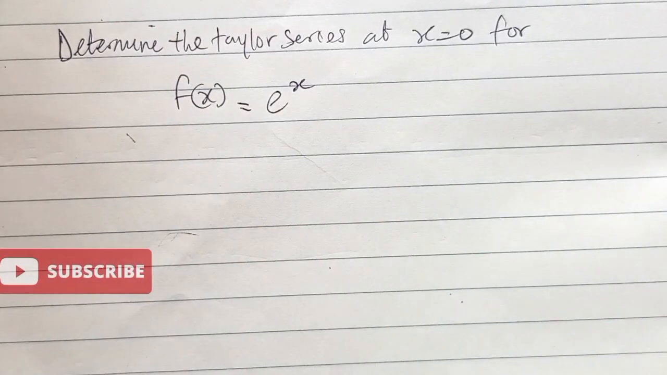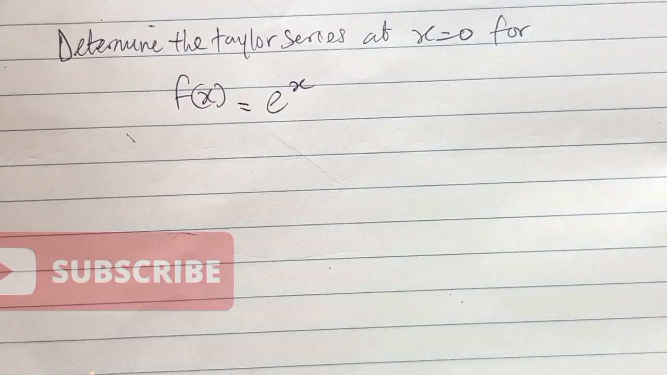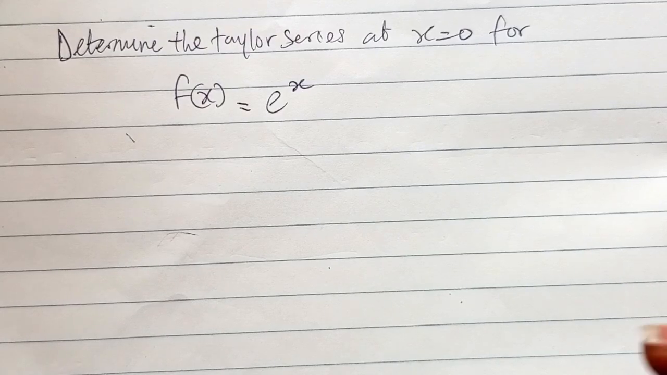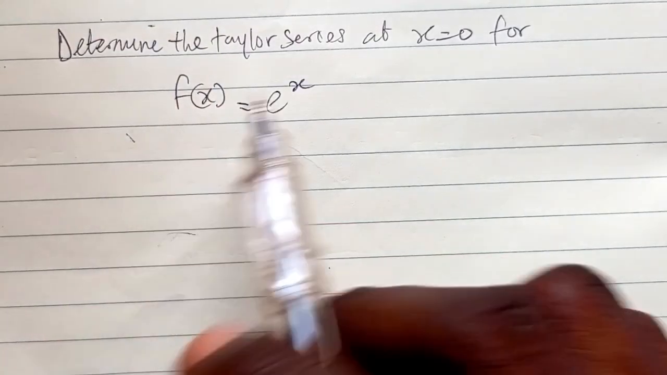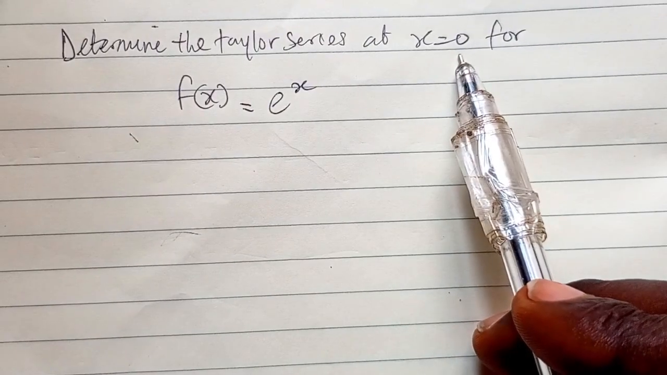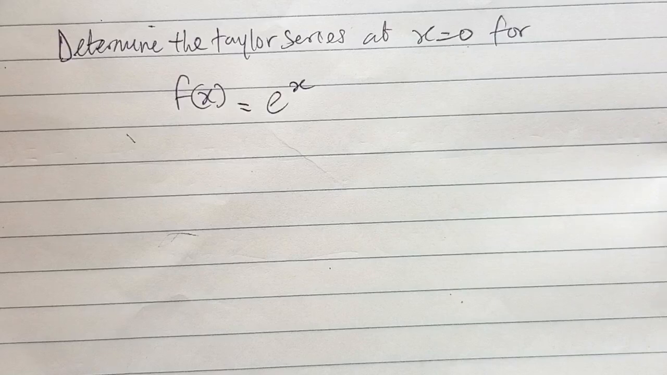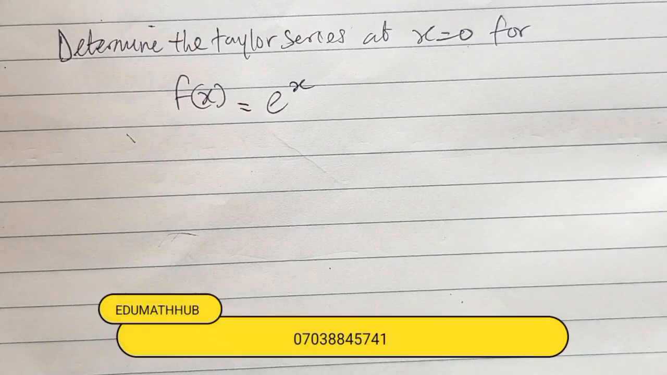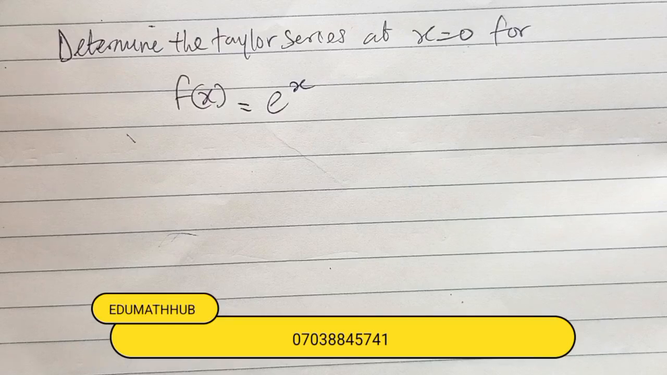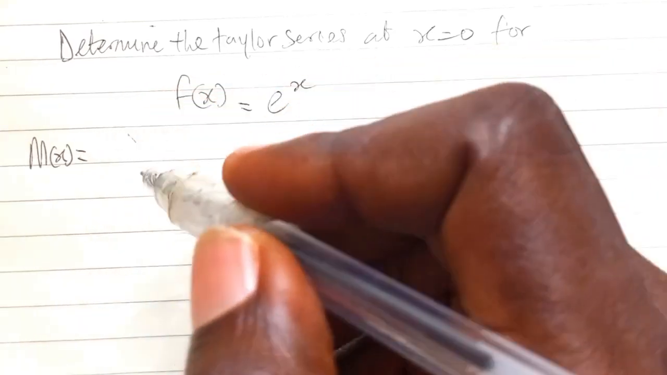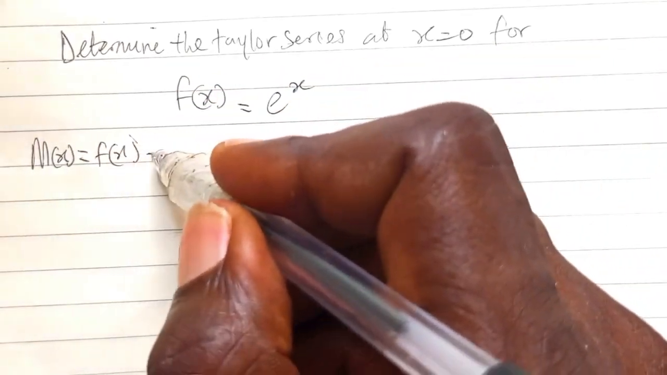Determine the Taylor series at x equals 0 for f of x equals e raised to the power x. The first thing we're going to do is, don't forget that we are evaluating at x equals 0. That means at this point, a equals 0, and when a equals 0, we have what is called the Maclaurin series. So all we're going to do right now is write the Maclaurin series. Don't write Taylor series, though. Just write Maclaurin series.